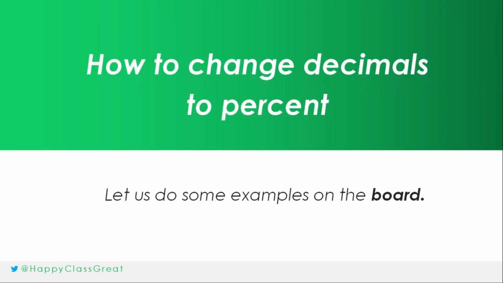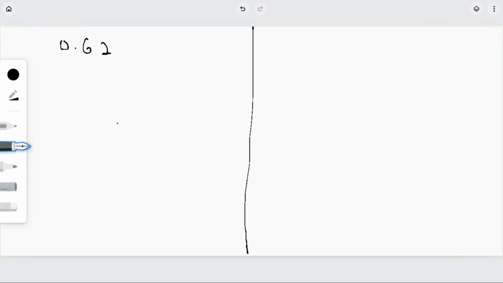So how to change decimals to percent? You understand? Without any further ado, let's jump right into the board, and let me give you tons of examples, and I'll give you an exercise. So let's jump right in. The first example is that we want to change 0.62 to percentage.